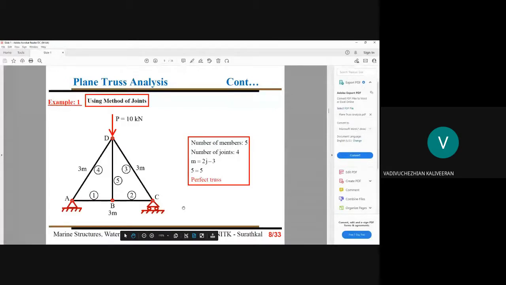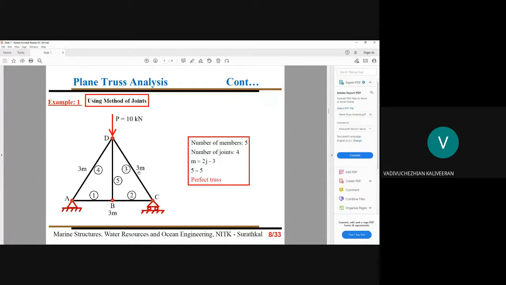After that, we check whether it is statically determinate or statically indeterminate from the internal members point of view. So what we are trying to do is fix our number of members and number of joints, and use m equal to 2j minus 3, the formula we have noted for a perfect truss. When you substitute our number of joints, obviously we are getting m equal to 5. So this is a perfect truss.